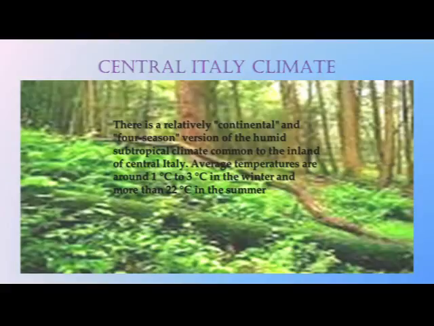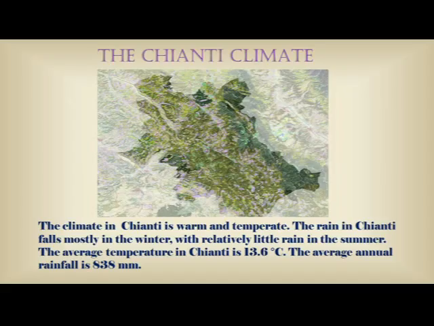inland of Central Italy. Average temperatures are around 1 to 3 Celsius degrees in the winter and more than 22 Celsius degrees in the summers. The Chianti climate. The climate in Chianti is warm and temperate. The rain in Chianti falls mostly in the winter, with relatively little rain in the summers. The average temperature in Chianti is 13.6 Celsius degrees.